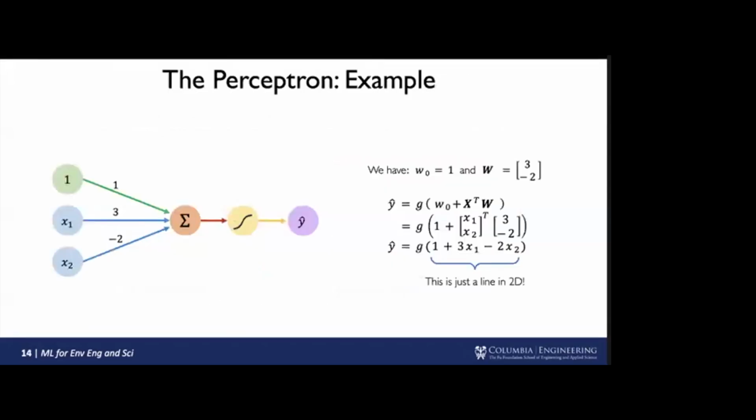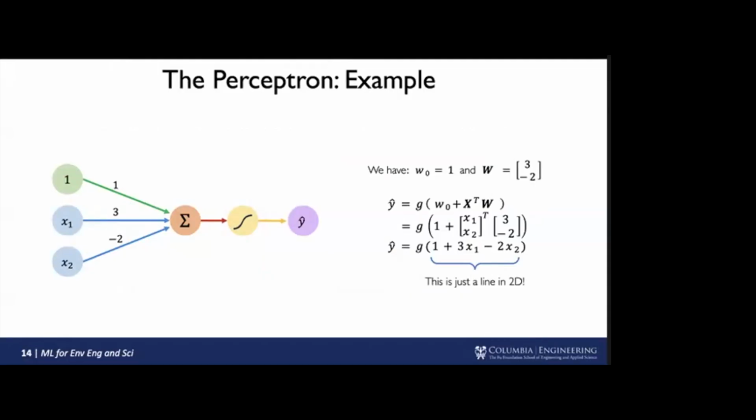Okay, now let's look at a concrete example. Here we have two inputs, x1 and x2, right? The weights are 3 and -2. The bias, w0, is 1. So we compute the weighted sum here. The result is 1 plus 3x1 minus 2x2, right? Any problem with the calculation?